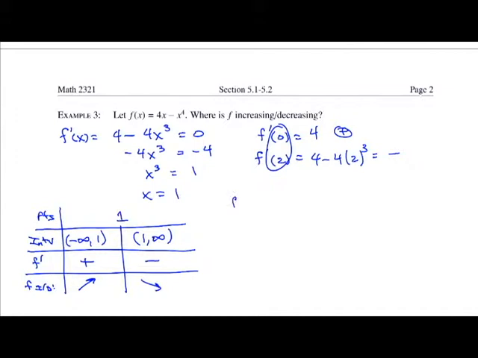So you would write the statement, f is increasing on -infinity to 1, and f is decreasing on 1 to infinity.